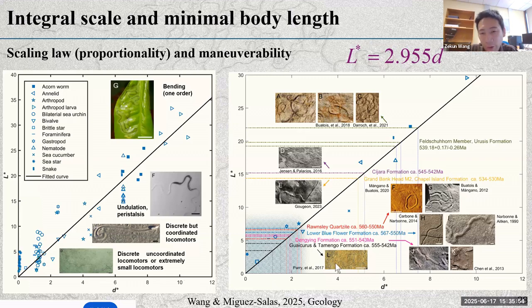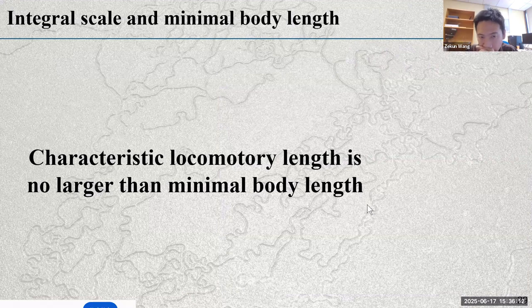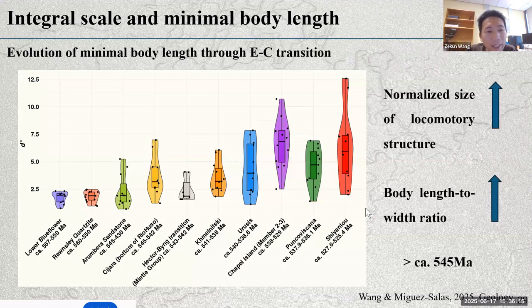Then we can take a look at the trace fossil records through the Ediacaran-Cambrian transition again. But it should be noted that the characteristic locomotor structure should always be smaller than the body size. So this parameter actually helps us predict the minimal body length. As you can see, the trace fossils from relatively early terminal Ediacaran all have very short minimal body sizes, which is around 2 or 3, an ovoid shape. And it reaches around 8 at the Ediacaran-Cambrian boundary, and around 12 in the early Cambrian, for example, in the Shiyantou Formation.